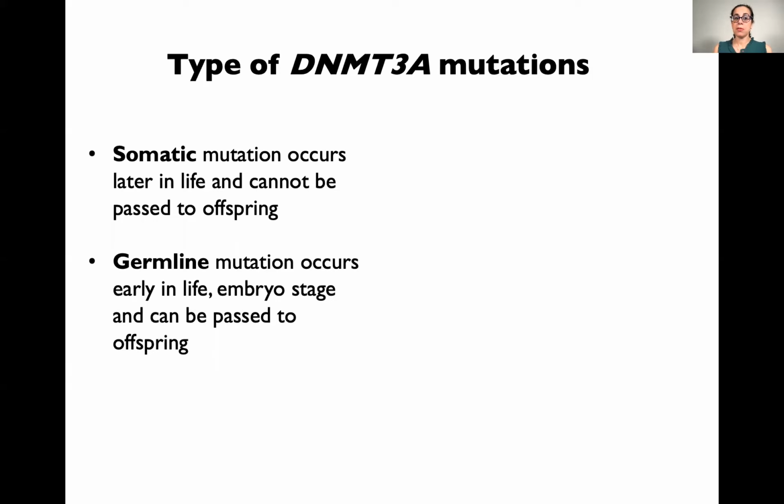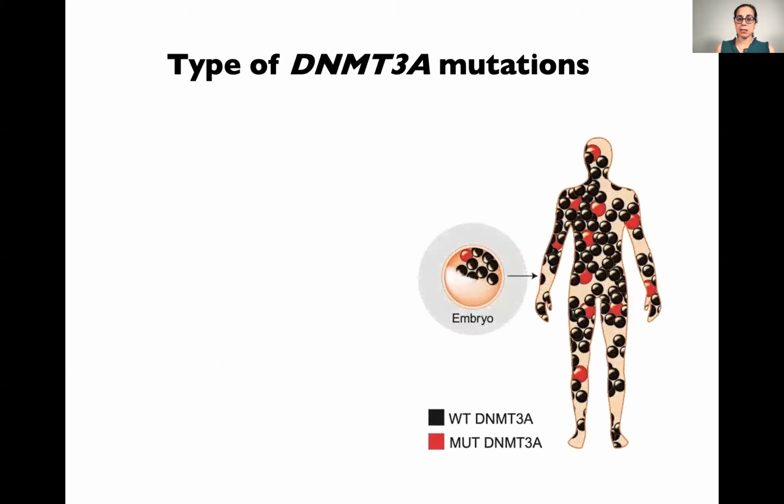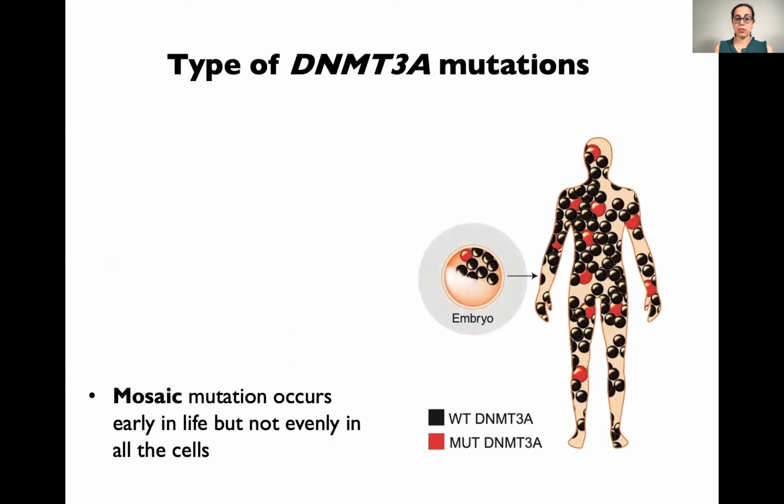So we talked before about somatic mutations that occur later in life and the germline mutations that you're born with and can be passed to your children. A mosaic mutation is a little bit different. It's a mutation that still occurs very early, but it's not evenly spread within all the cells in your body, which means that some of your cells are retaining a normal copy of DNMT3A, while other cells, for example here in red, are cells that have a mutated DNMT3A.